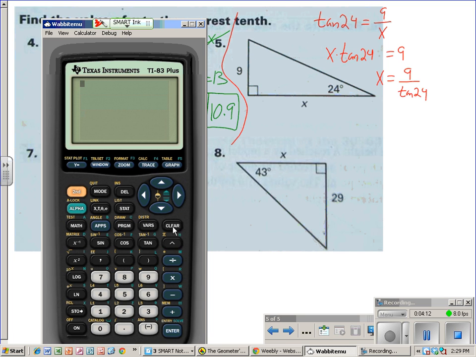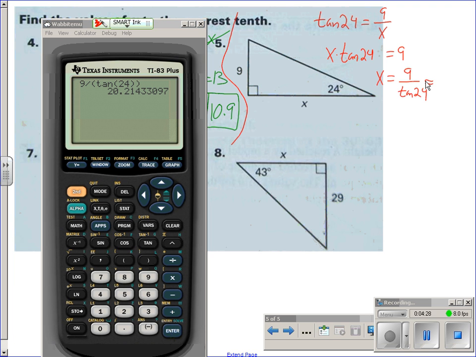So we go to our calculator. 9 divided by. I like to put parentheses around stuff just to make sure everything works right. Tangent 24. Close the parenthesis for the degree. Close the parenthesis for dividing by the tangent of 24. And hit enter. There's my x value. To the nearest tenth, 20.2. Okay.